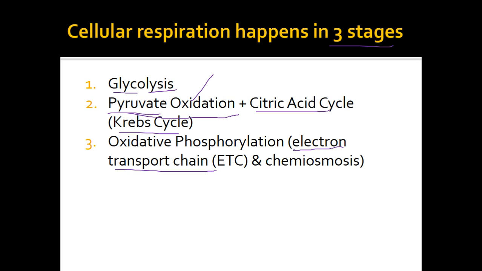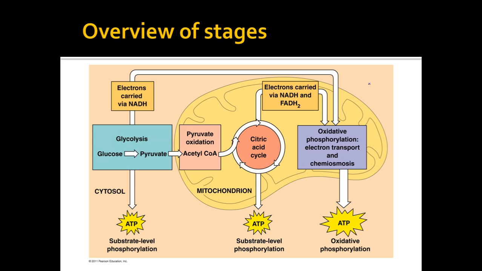Then the third step here is oxidative phosphorylation, which is 2 technical steps if we want to get super technical about it. It's the electron transport chain and chemiosmosis. You might even just see this called the ETC or called chemiosmosis. Sometimes people will use these interchangeably for number 3. It's not technically correct, but don't let it throw you off. So this one includes electron transport chain and chemiosmosis. These are 2 subparts of that process right there.